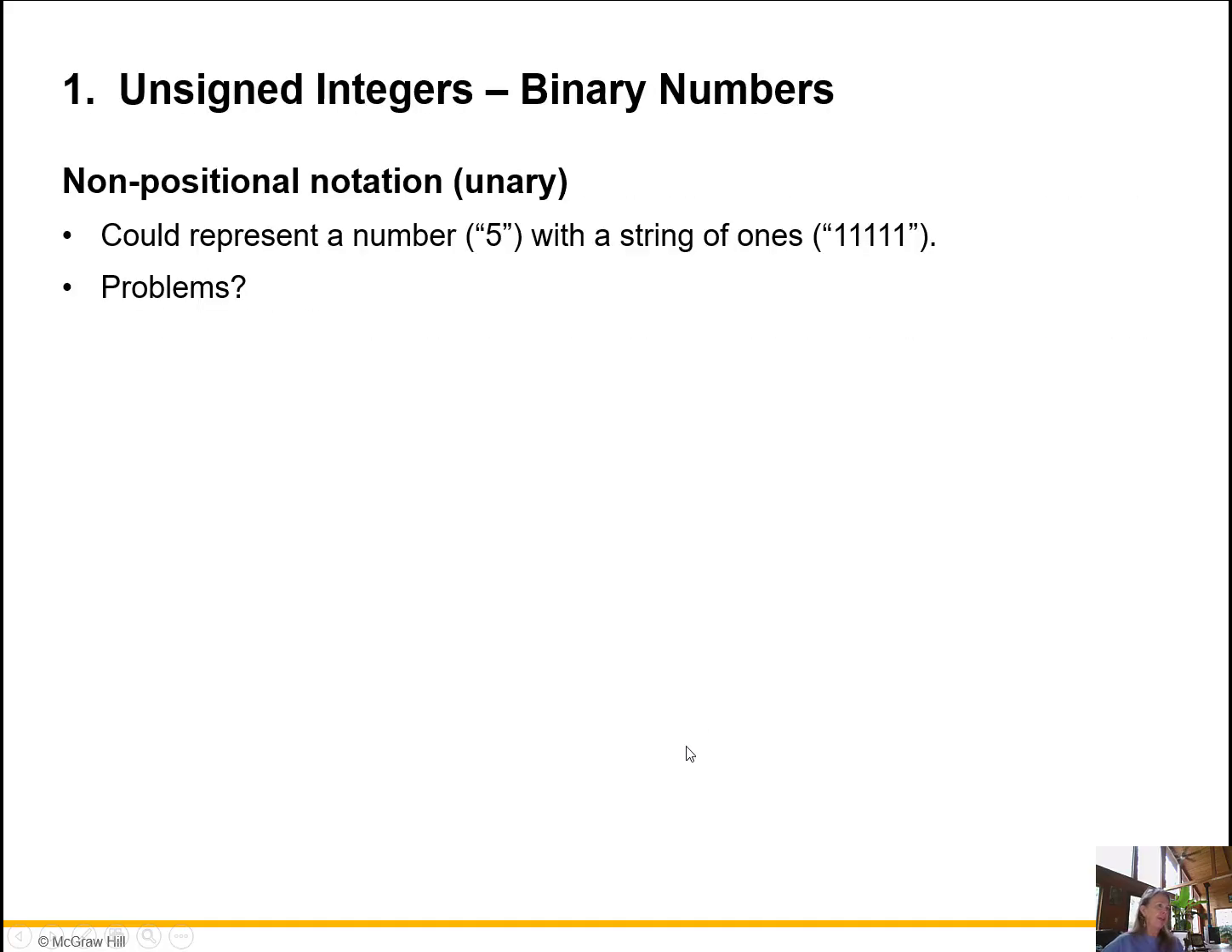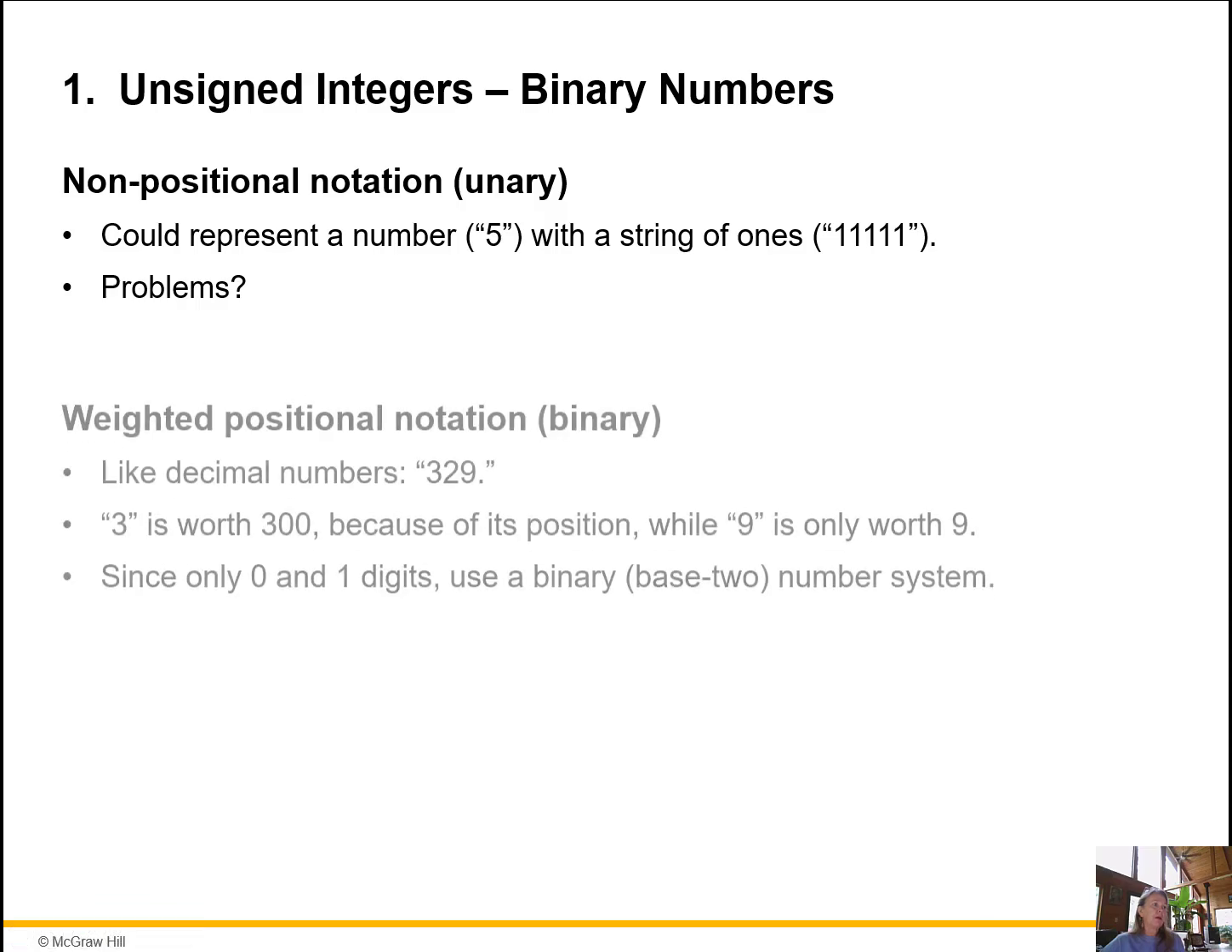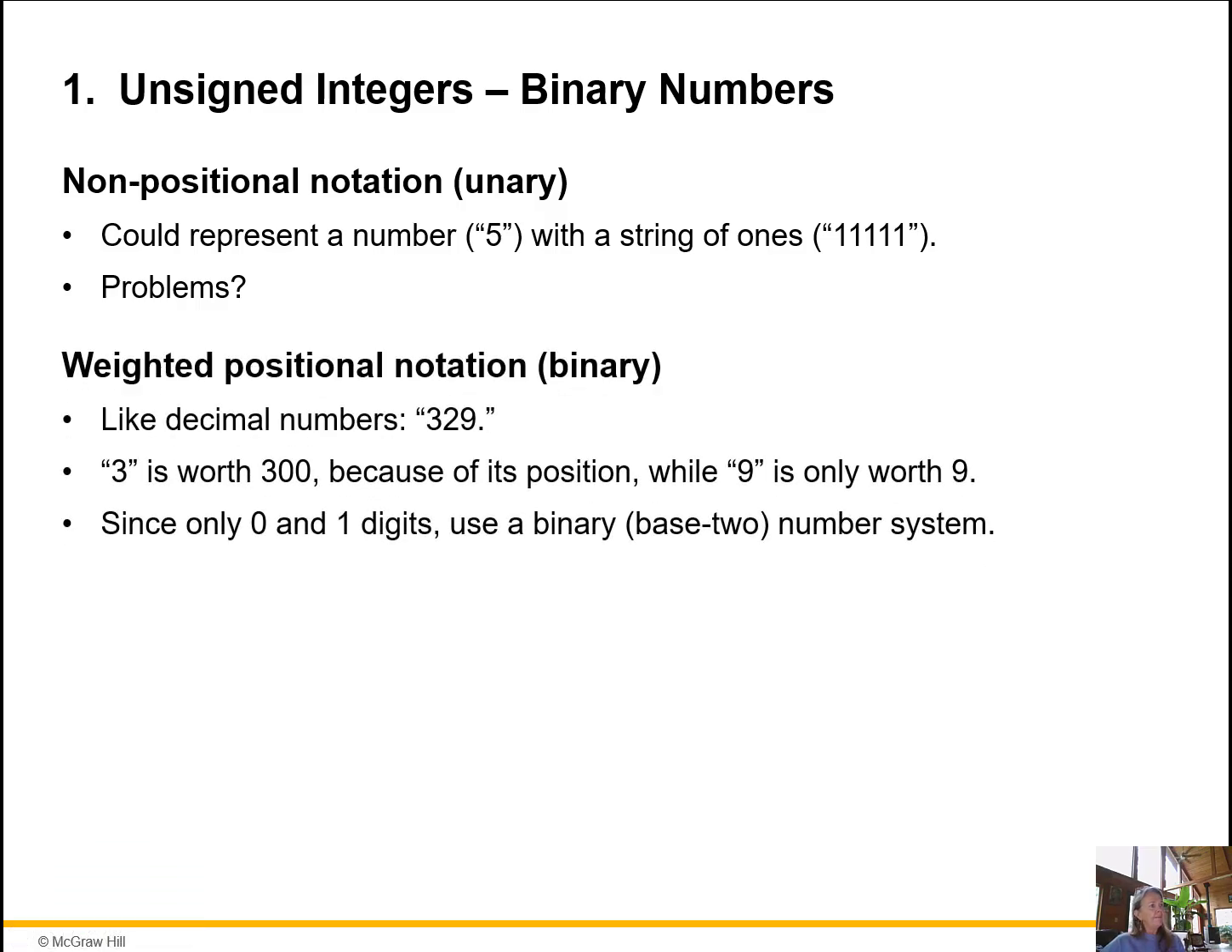Unsigned binary numbers. Okay, here we go. So I could say that the number 5 is represented with a string of 1s. And remember, I've only got 0 and 1s to represent this with. Oh, there's a problem with that. I can't just randomly say all these 1s are a 5, because I can't manipulate it with that.